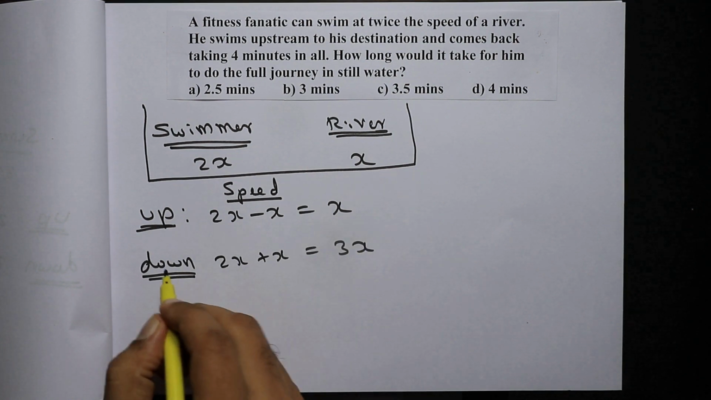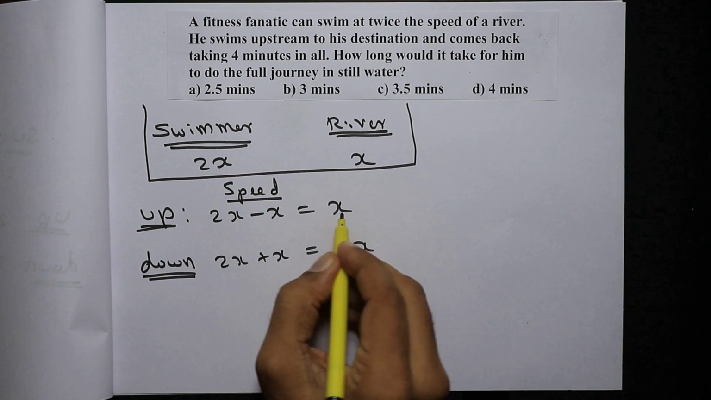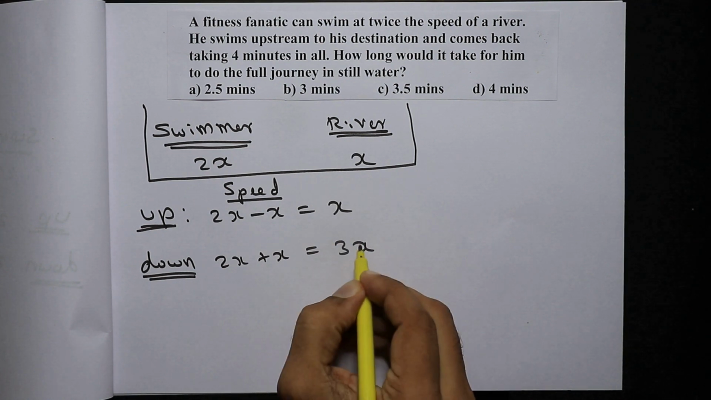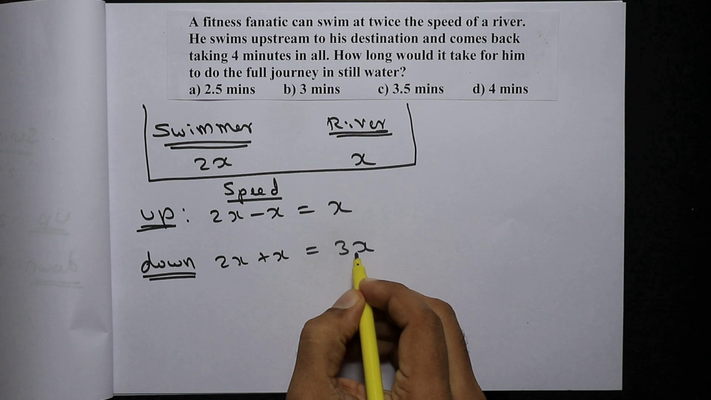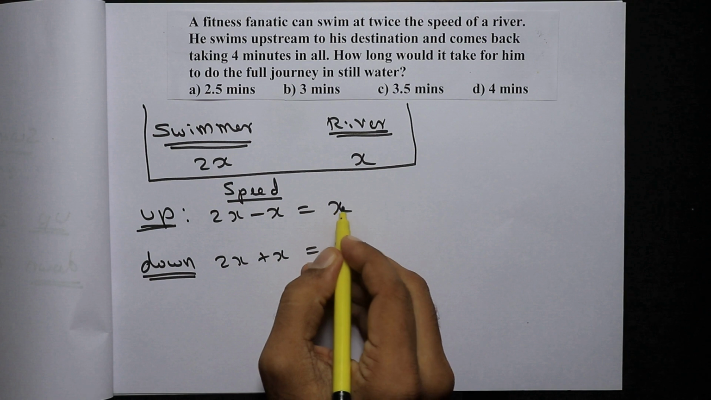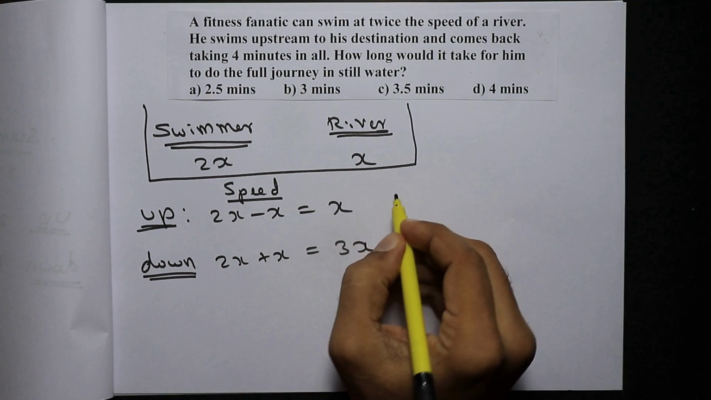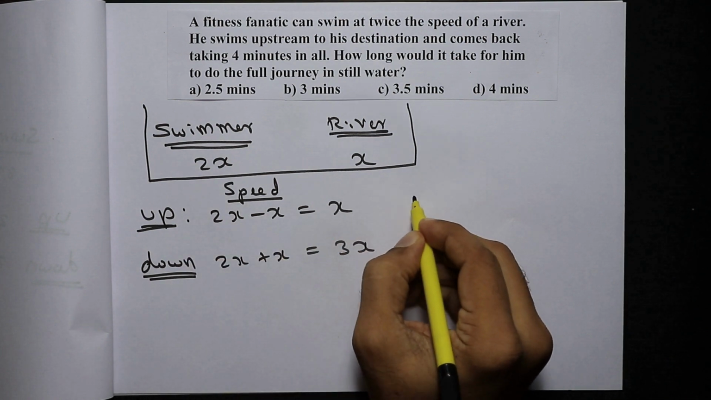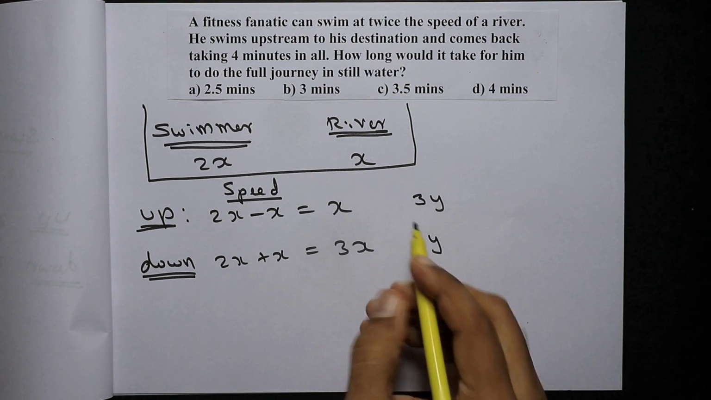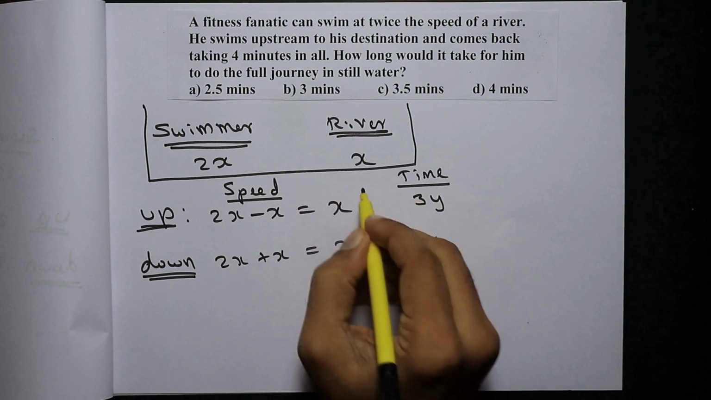So here you can see that when he is downstreaming, his speed is 3 times that of his speed when he is upstreaming. Now when you triple the speed, the time required will become 1/3. So the time required for downstreaming will be 1/3 the time required for upstreaming. For example, if you take the time required for upstreaming as, let us say, 3y, then the time required for downstreaming will be only y. That is, this is the time.